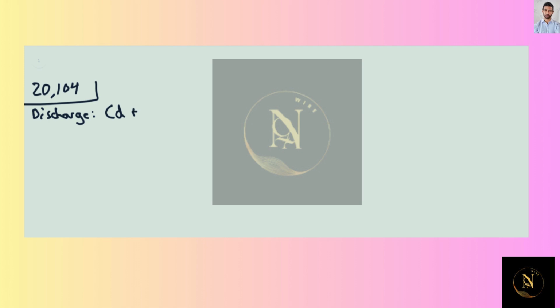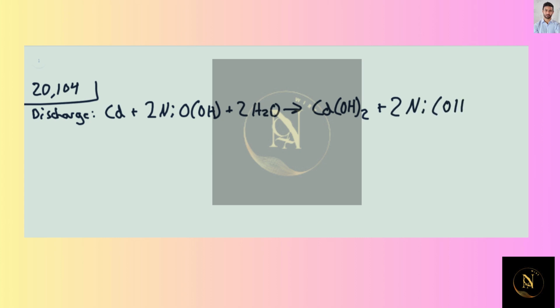we get cadmium. We need to multiply the second nickel half reaction by 2 because there's only one electron transferred. So we have this nickel oxide hydroxide molecule plus 2 water will produce cadmium hydroxide and nickel hydroxide. So that's discharge, and charging would simply be the reverse of these reactions. So that is part A.